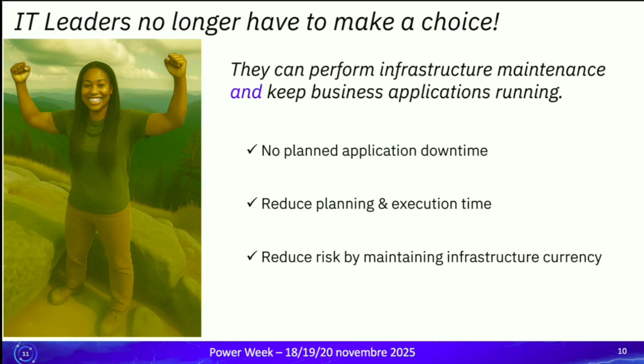So IT leaders no longer have to make a choice, right? In terms of no planned application downtime, they can reduce what they need to do from planning and execution for doing the maintenance, and make sure you have your infrastructure running at the current levels, because that's important for you as an organization, because that's the core of your business, right? And sometimes you'd see that clients would want to do the DR server and the QA test server before they touch their production servers to minimize the risk.